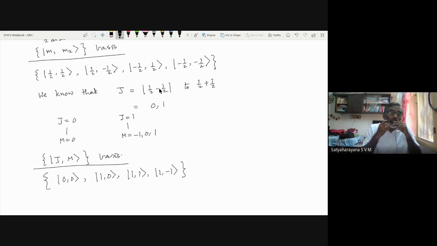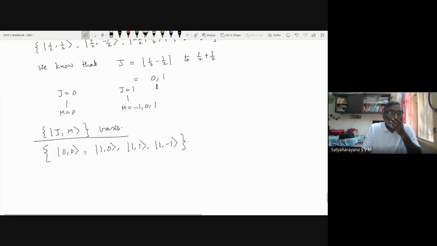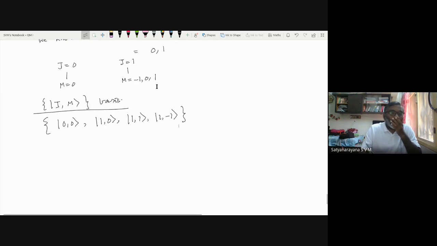Now we must write every element of this Jm basis in terms of the m1, m2 basis. The corresponding coefficients are called the Clebsch-Gordan coefficients. Now, to do that, we have to understand one thing. To find CG coefficients, note that there is a constraint that capital M has to be equal to m1 plus m2.